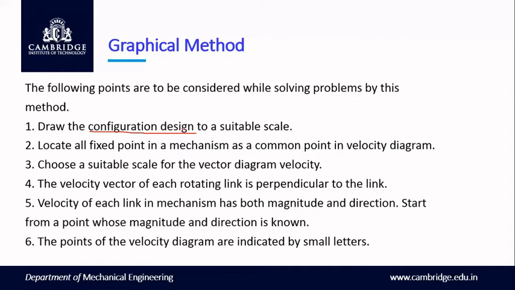Then to draw the velocity diagram, we need to locate all fixed points in a mechanism as a common point. We might have, for example, 3 to 4 fixed points in a mechanism. But while drawing the velocity diagram, we need to consider only one common point as the fixed point. Hence, we need to locate all fixed points in the mechanism as a common point in the velocity diagram. Then, before moving to the velocity diagram construction, we need to choose a suitable scale to draw the velocity diagrams.